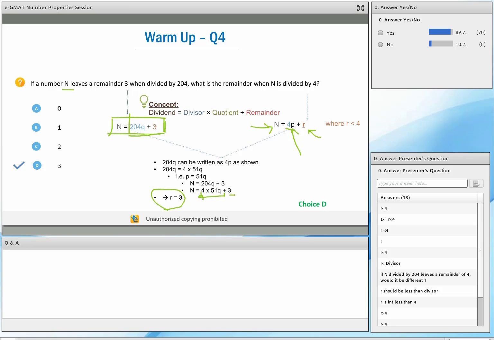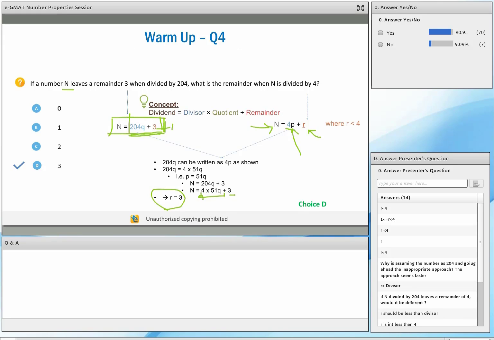Now, I have a question here. If n divided by 204 leaves a remainder of 4, would it be different? Absolutely yes. In that case, 3 becomes 4, which means that this entire thing is composed of only one part that's divisible by 4. What the student is saying is, what if this 3 was 4? Then 4 is also divisible by 4, right? Which means that n is nothing but a multiple of 4, which means that the remainder will be 0.